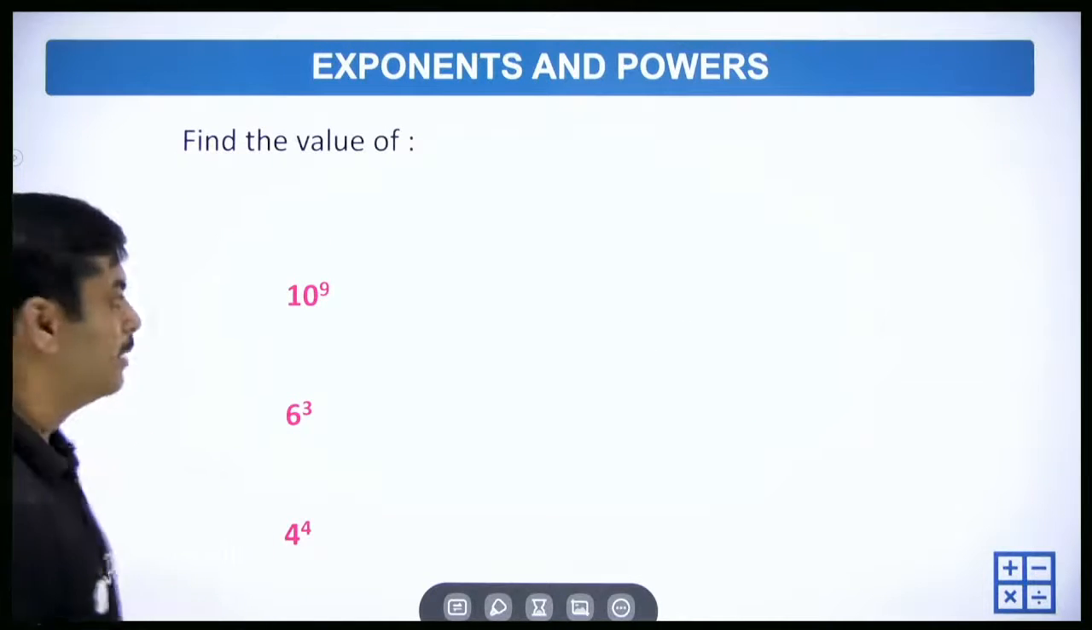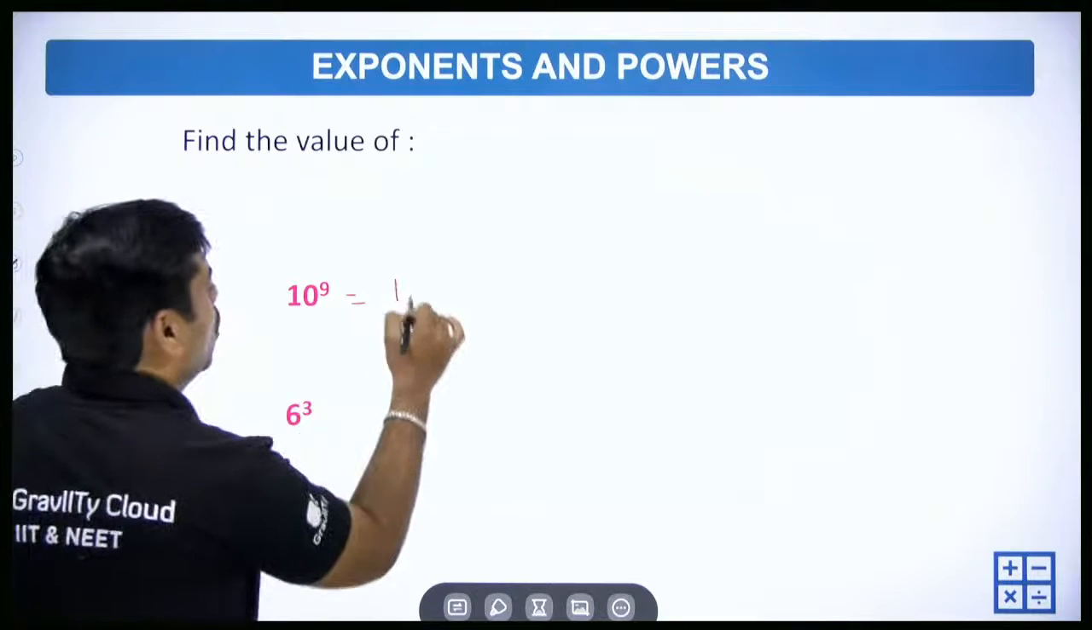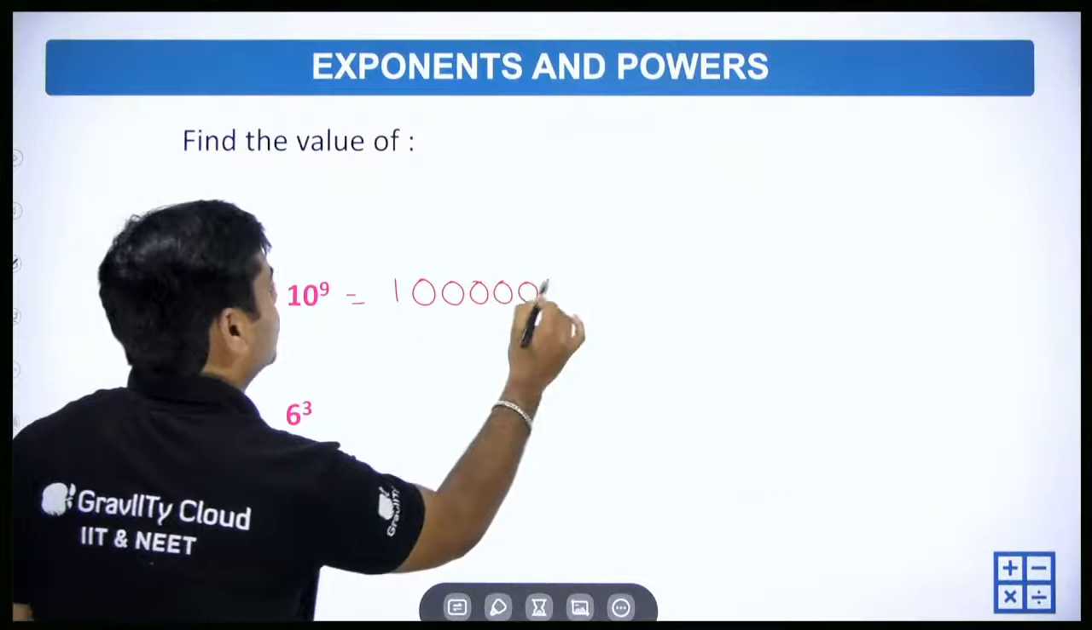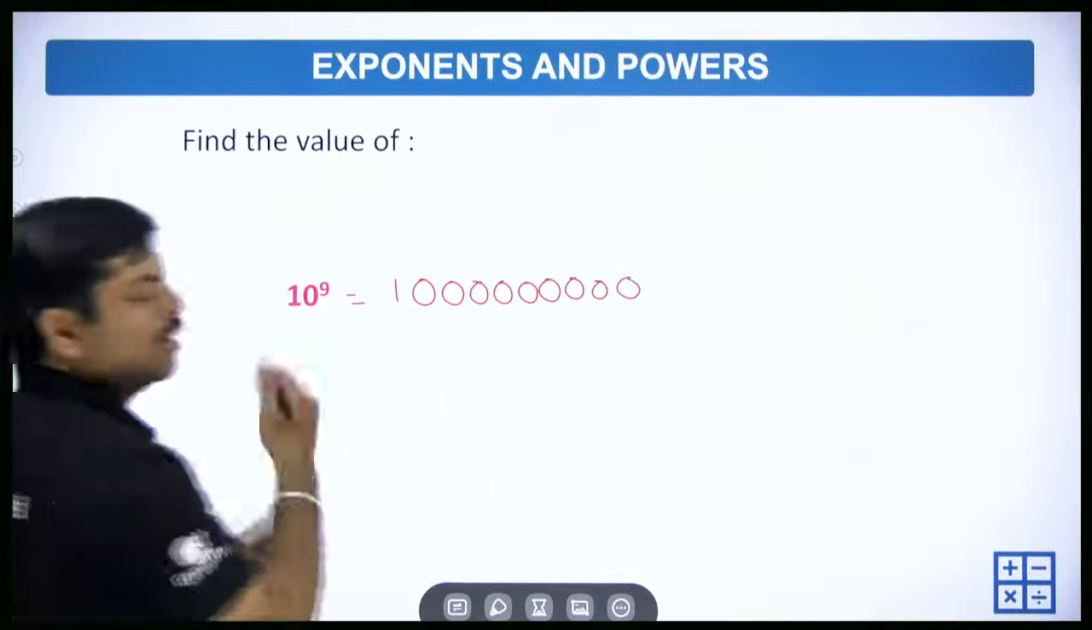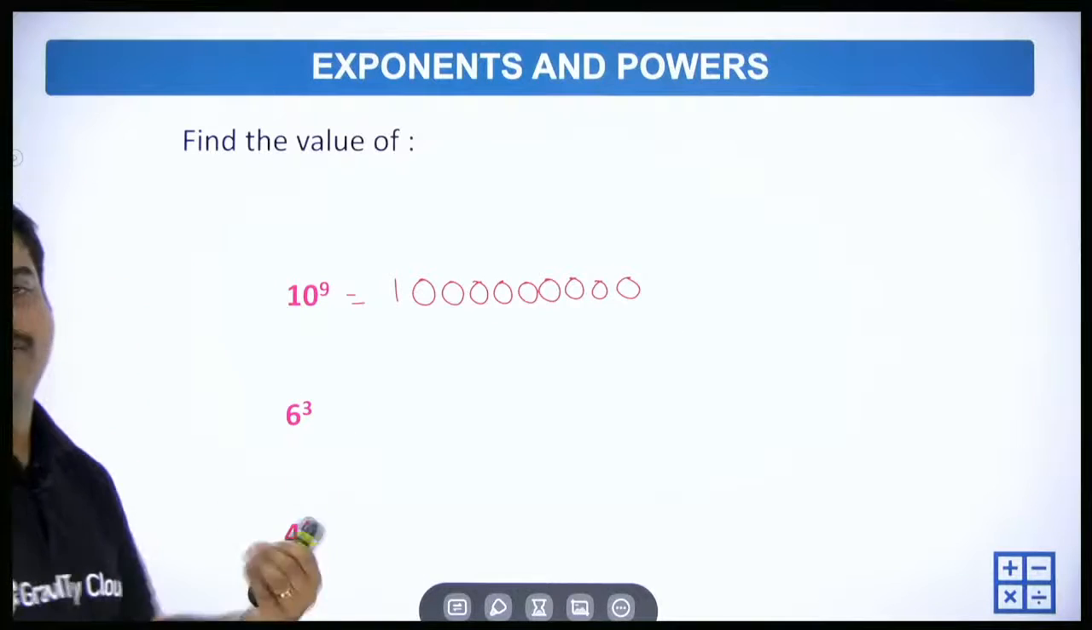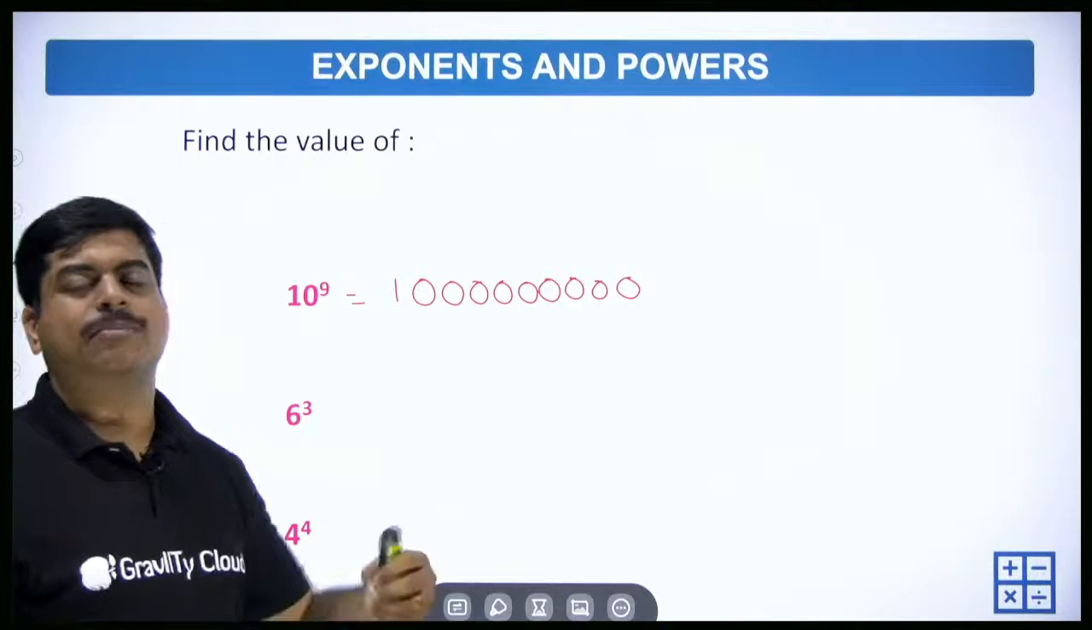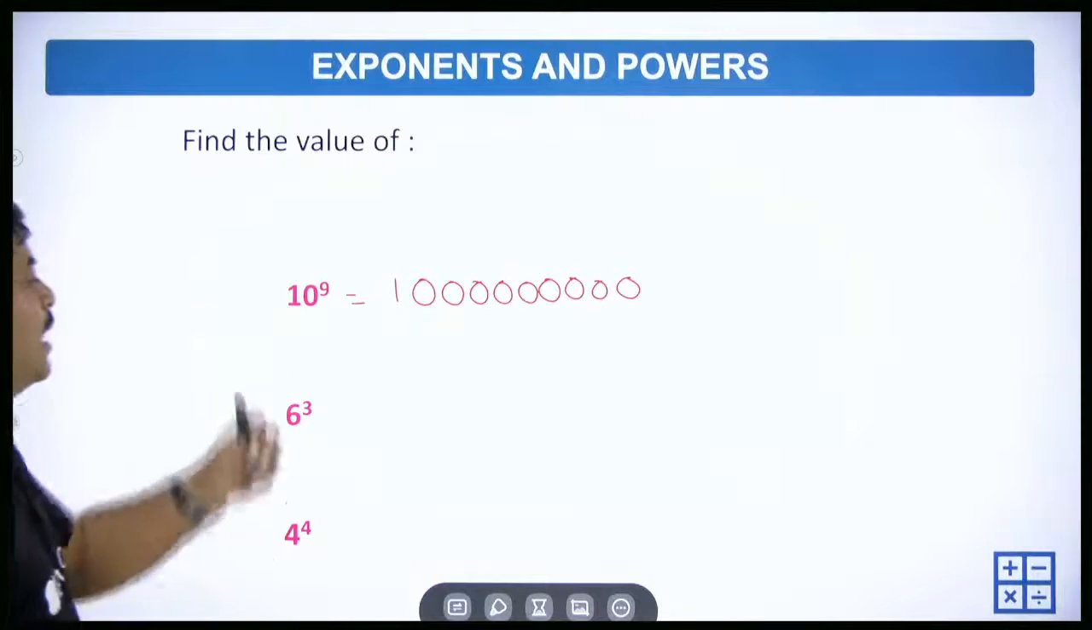We already discussed that in the previous classes. 10 power 9 is 1 followed by 9 zeros. This is how you can simply write it. 10 power 3, 3 zeros; 10 power 5, 5 zeros; 10 power 7, 7 zeros; 10 power 9, 9 zeros.